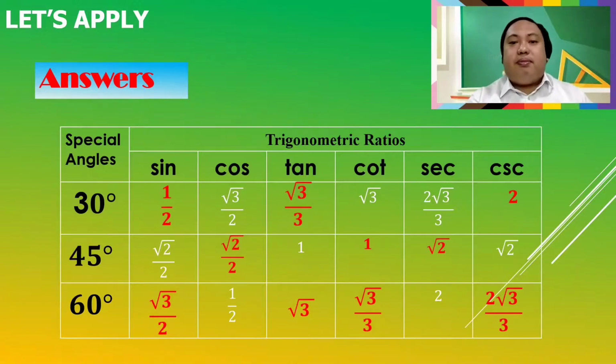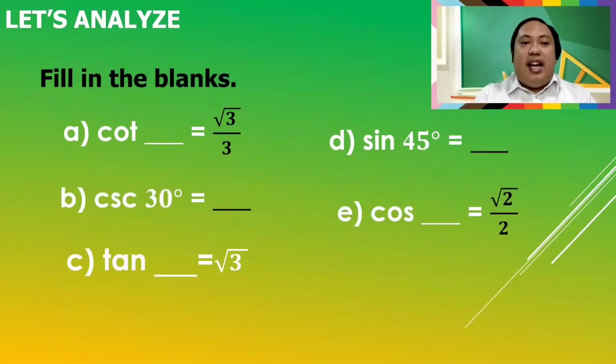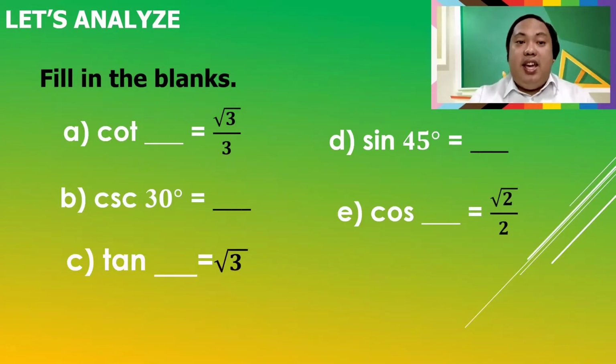Good job! Now let's analyze. Fill in the blanks. For letter A, cotangent blank equals square root of 3 over 3. For B, cosecant 30 degrees equals blank. For C, tangent blank equals square root of 3. For D, sine 45 degrees equals blank. For letter E, cosine blank equals square root of 2 over 2. I will give you 30 seconds to answer these exercises.